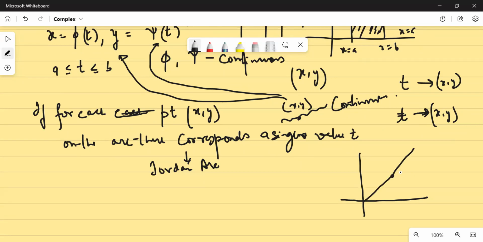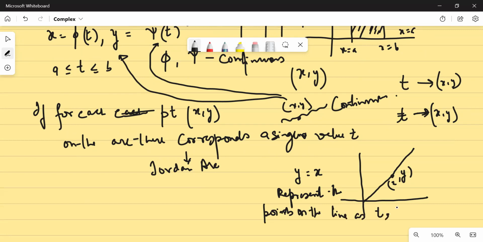So all these points can be represented by x comma y, okay? And if it is a line passing through origin, then what will be the functional relationship between y and x? This will be y equal to x, yes or no? So if I write x is equal to t, then y equal to t. So instead of writing x comma y, we can represent the points on the line as t comma t, yes or no?